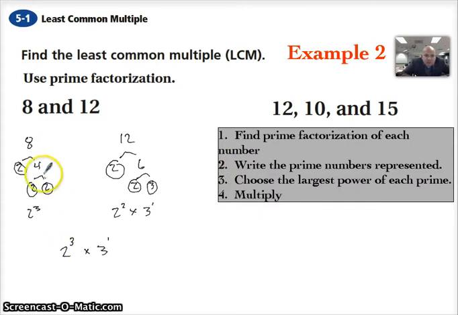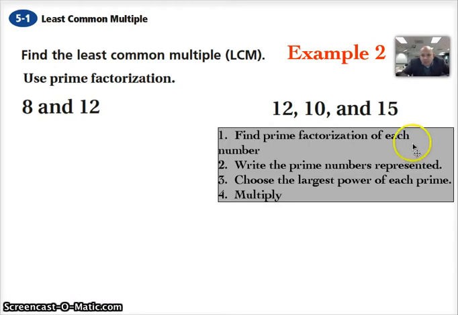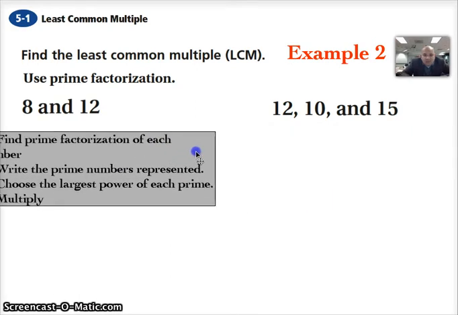Now, when we are past this point, we've chosen the largest power of each prime, then we simply multiply. 2 to the third we know is already 8. So 8 times 3 is 24. So the least common multiple for both these numbers, the first multiple that you come across for 8 and 12, is 24. That simple.